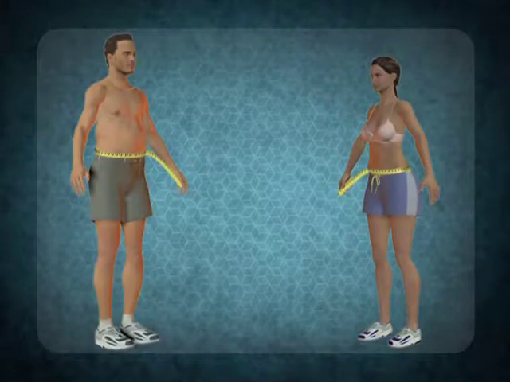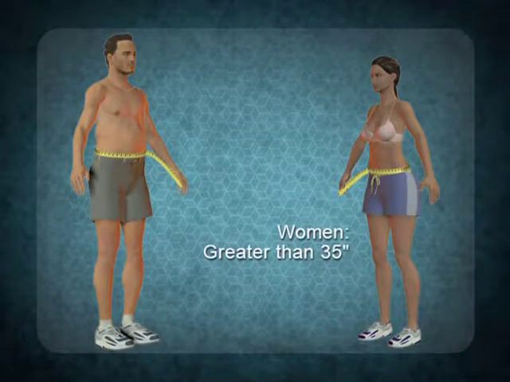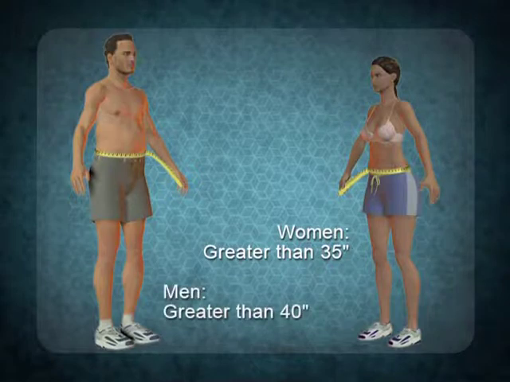Remember, what you're trying to do is measure your waist at about the level of your belly button, and if you have a waist circumference of greater than 35 inches as a woman, greater than 40 inches as a man, you are more likely to develop prediabetes or metabolic syndrome. So it's where you have your weight.